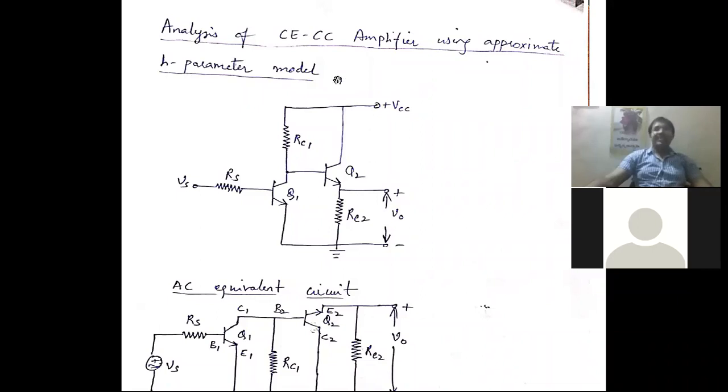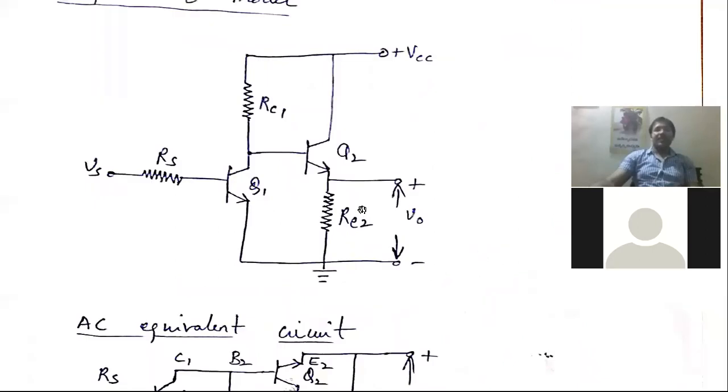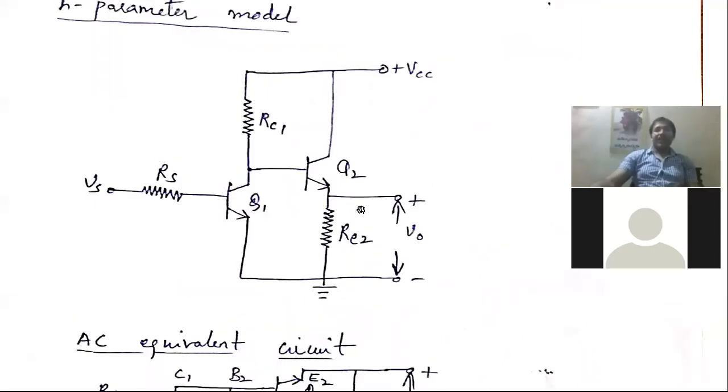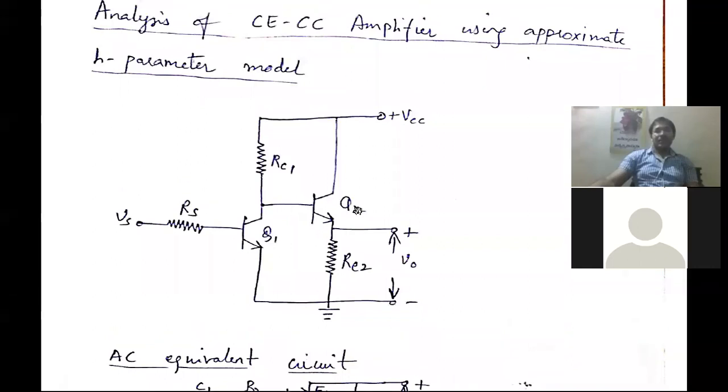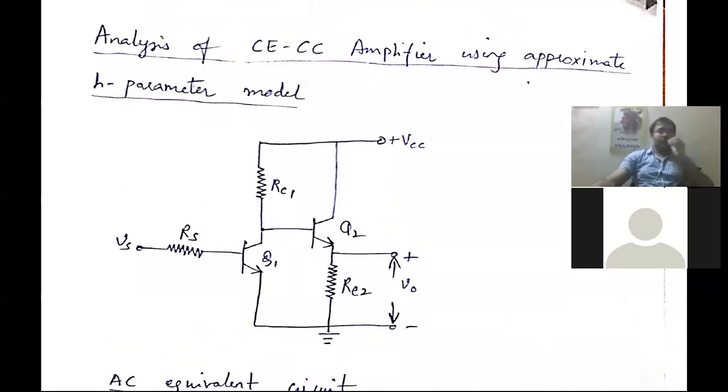Yesterday's class we started the CE-CC cascade amplifier. This was the cascade amplifier. Then how will you analyze any amplifier circuit? What is the first step? Please answer quickly. I told this many times.